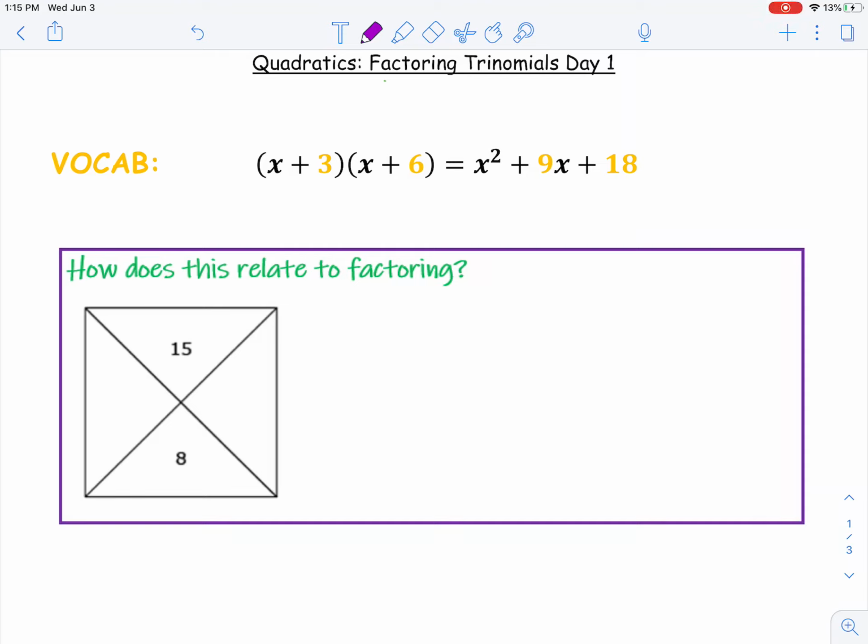Okay guys, we are spending our last week of school on factoring trinomials. So before we get started, let's go over some vocab so that we all understand what we're talking about. This week you're going to be presented with a trinomial and you're going to be asked to factor that trinomial. So it's important that you understand what a trinomial is.